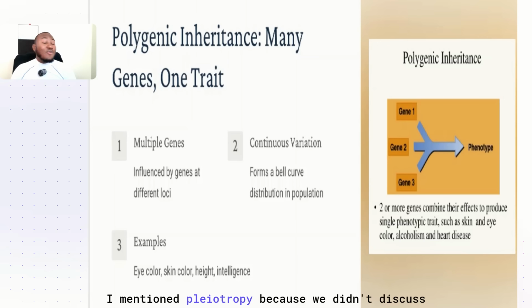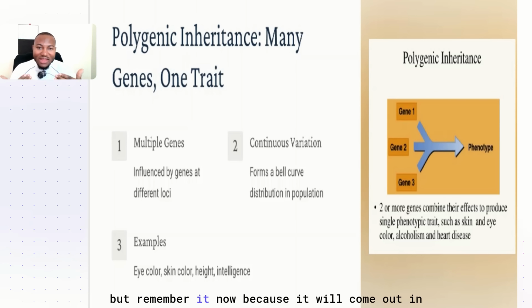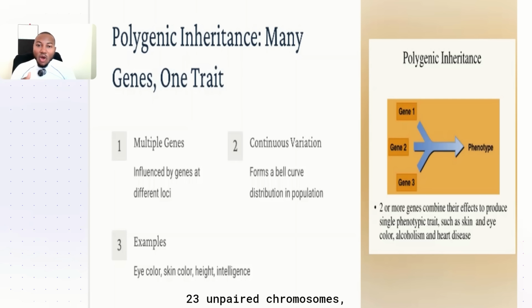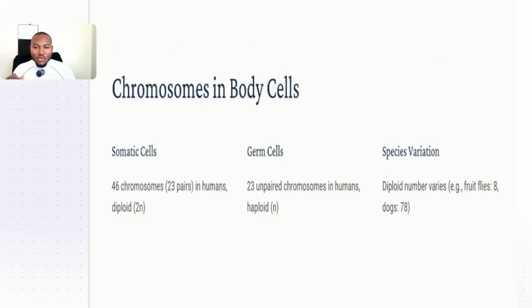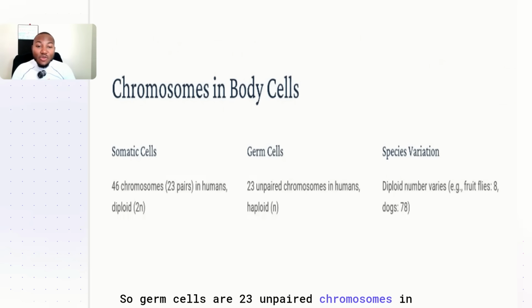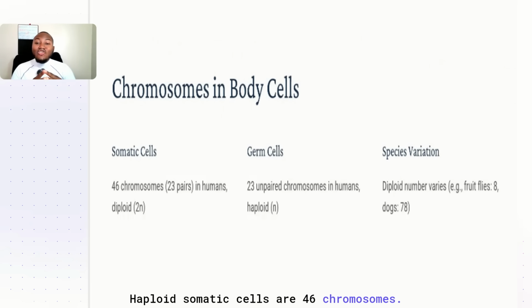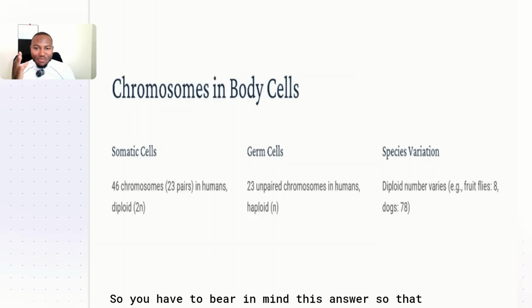I mentioned pleiotropy because we didn't discuss it, but remember it now because it will come out in your questions. Germ cells have 23 unpaired chromosomes and are thus called haploid. So germ cells are 23 unpaired chromosomes in humans, haploid. Somatic cells are 46 chromosomes, that's 23 pairs in humans, diploid, right? So you have to bear in mind this answer so that you don't fail it.